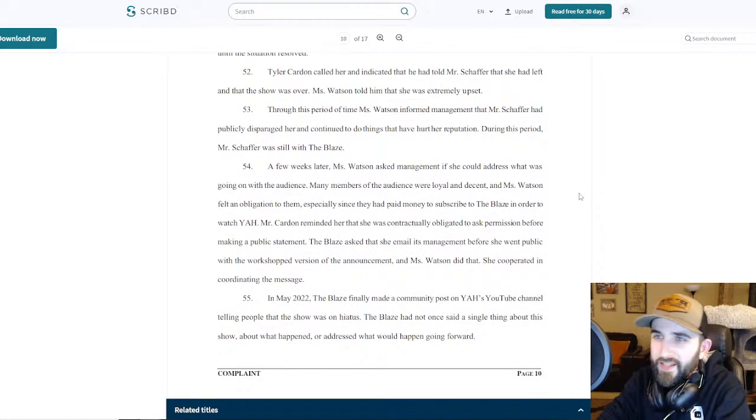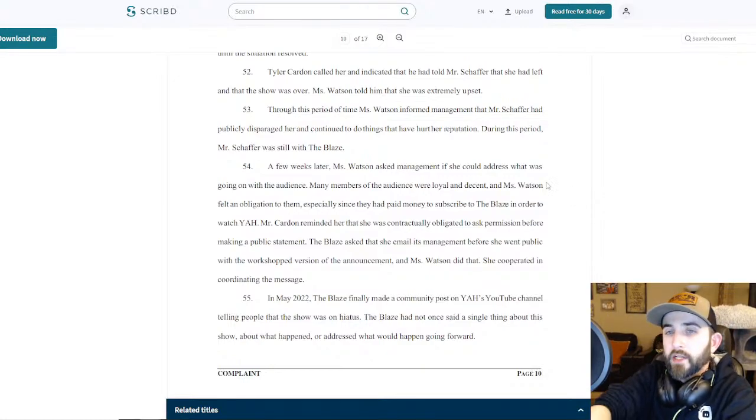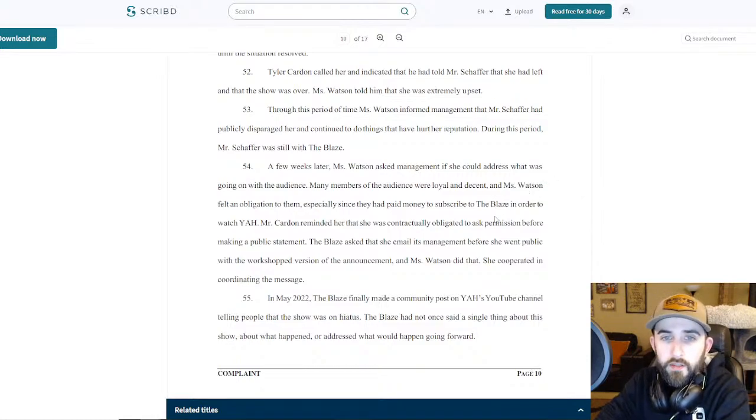How much effect it has, that's for a court to decide, or for a judge, or for the lawyers to hammer out. During this period, Mr. Schaefer was still with the Blaze. A few weeks later, Miss Watson asked management if she could address what was going on with the audience. Many members of the audience were loyal and decent, and Miss Watson felt an obligation to them, especially since they paid money to subscribe to The Blaze in order to watch You Are Here.